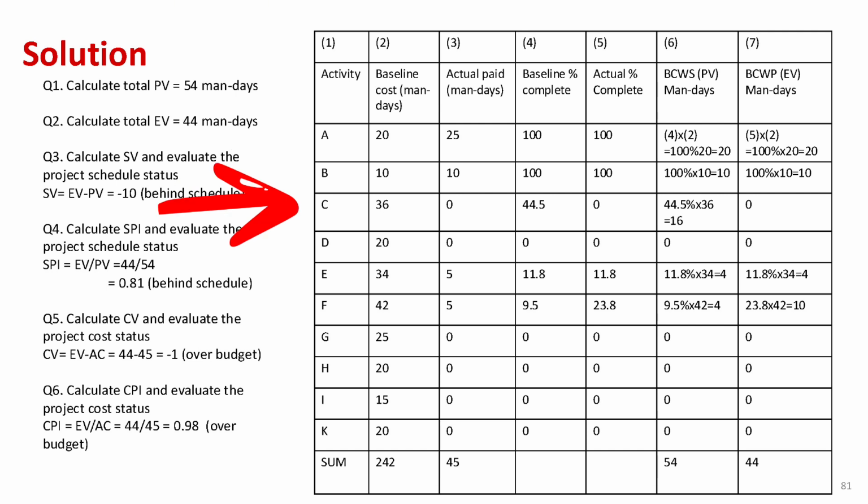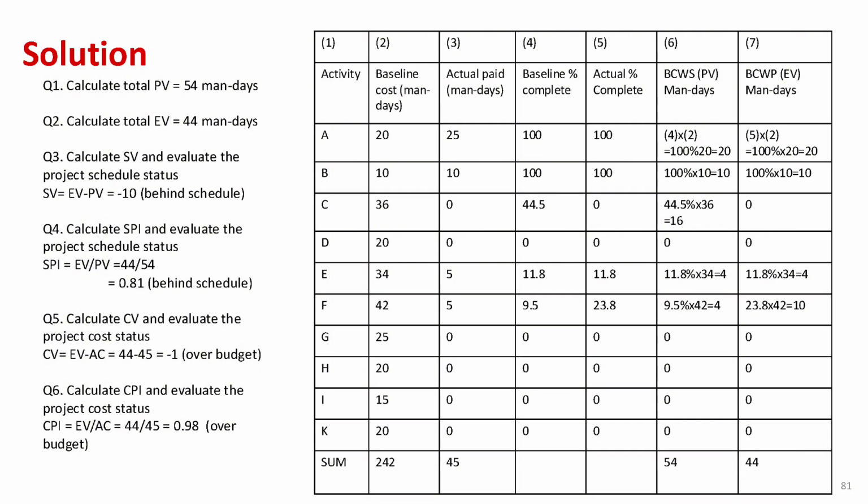For activity C, EV is 0% times 30, which gives us 0 man days. For activity D, EV is 0% times 25, which gives us 0 man days. For activity E, EV is 11.8% times 34, which gives us 4 man days. For activity F, EV is 23.8% times 42, which gives us 10 man days. For all other activities, their EV is 0 as they have not started yet. Adding up all the EVs gives us the total earned value for the project, which is 44 man days.